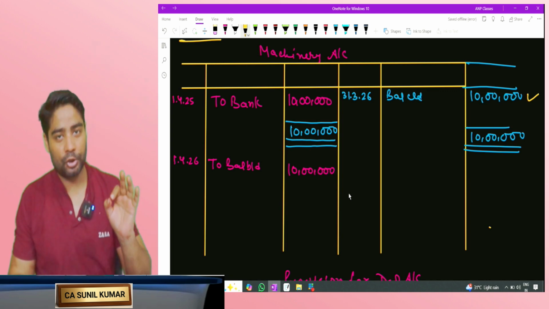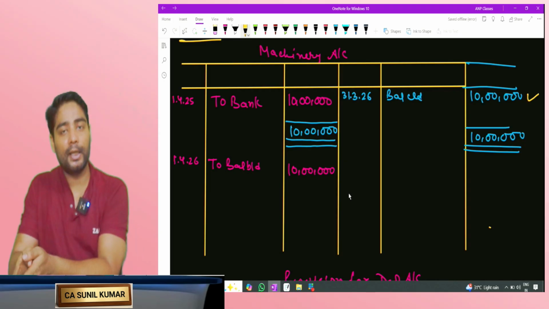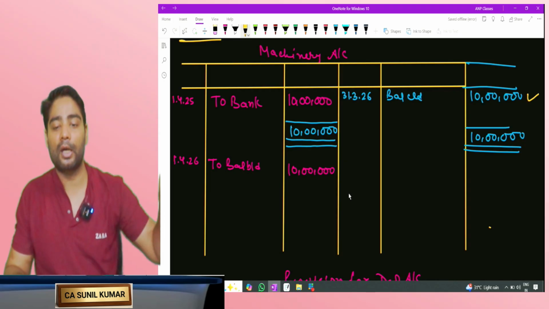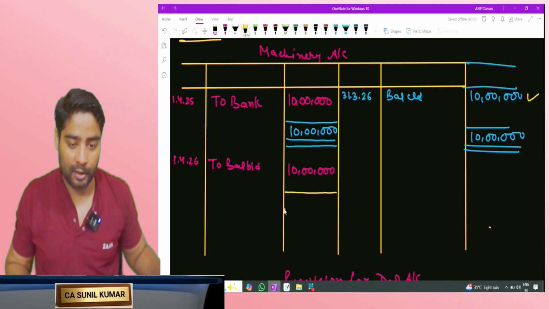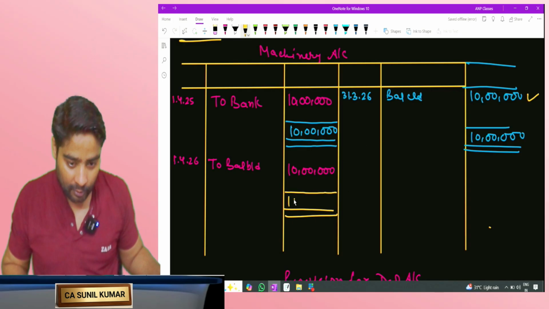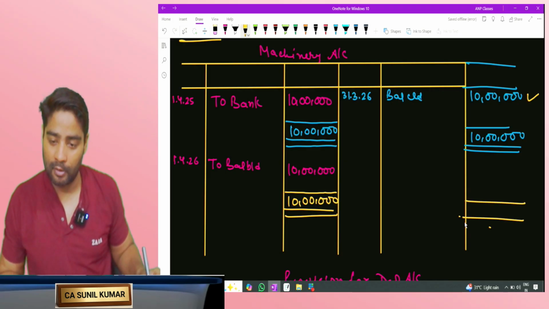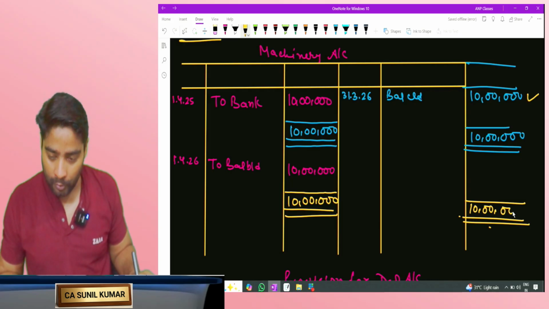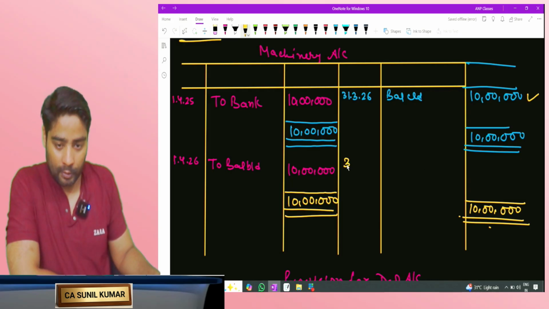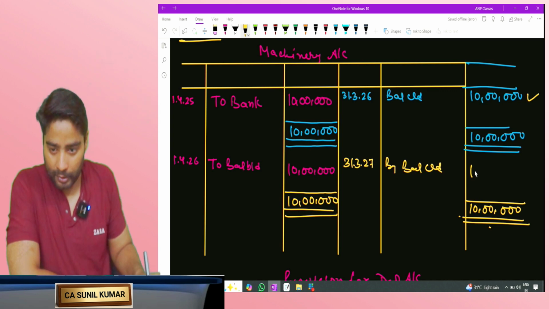And in the machinery account, there is no entry, because we are not taking the depreciation in the machinery account. We are not reducing the value of the machinery account. We are taking the depreciation directly to the provision for depreciation account. So there will be no entry in this account. And here the balance is again 10 lakh rupees at the original cost. Therefore, this method is called original cost method. On 31st March 27, by balance carried down, 10 lakhs.